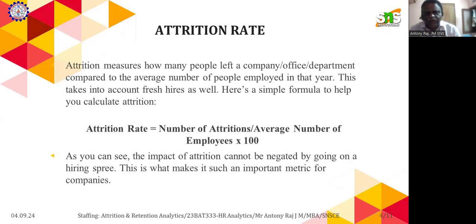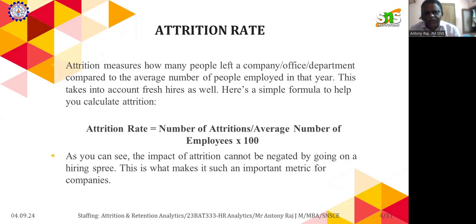And the attrition rate. This is the formula for the attrition rate, because you need to measure it, so you need a mathematical measure. It is very simple: how many people have left a company, office, or department compared to the average number of people employed in that year. Here you can also take fresh hires into account. This is the formula as it goes.